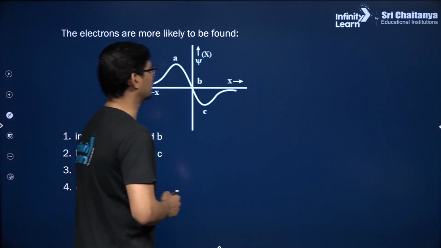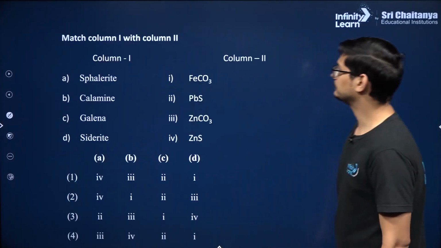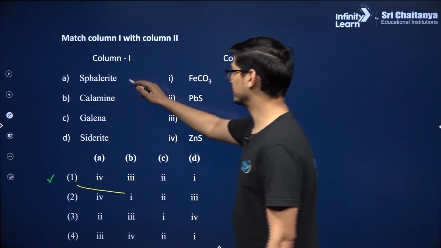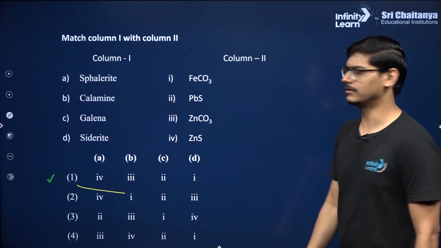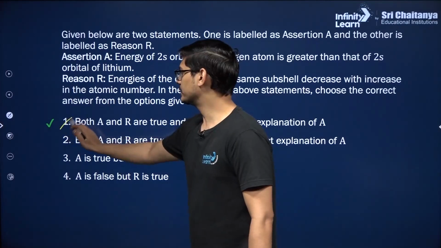Electrons are more likely to be found where the amplitude of the electron wave is maximum, which is this. Memory based question, the correct answer is first option, of course. Sphalerite is zinc sulfide, calamine is zinc carbonate, galena is PbS, and siderite is iron carbonate. Yes, again, this one is the correct answer.